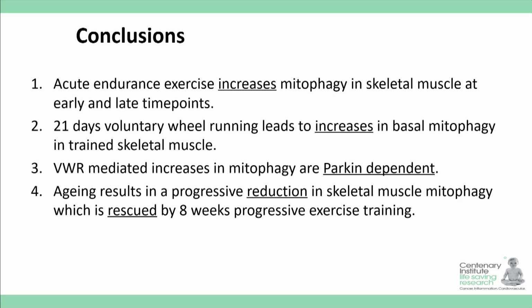So to conclude the data that I've shown you, acute endurance exercise in our hands increases mitophagy at both early and late time points. The dynamic was quite interesting. 21 days of VWR will increase basal mitophagy in the trained state skeletal muscle. So as that muscle becomes trained, you get an increase in basal mitophagy. VWR-mediated increase in mitophagy is Parkin dependent. We're excited to explore this more. Aging results in a progressive reduction in skeletal muscle mitophagy, and we can rescue most of this with 8 weeks of exercise training, which is fantastic.